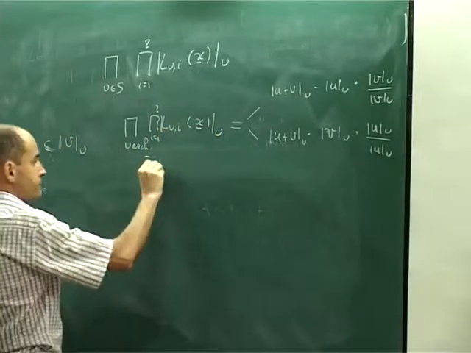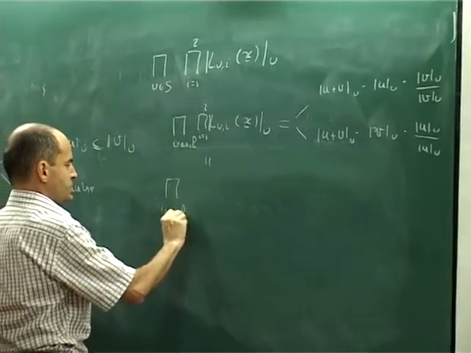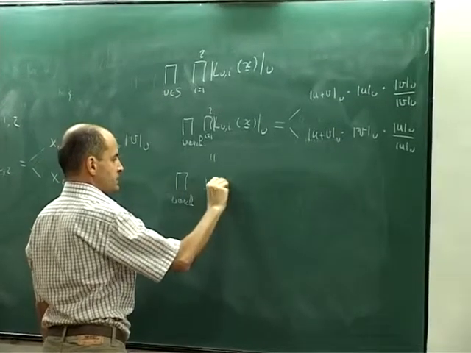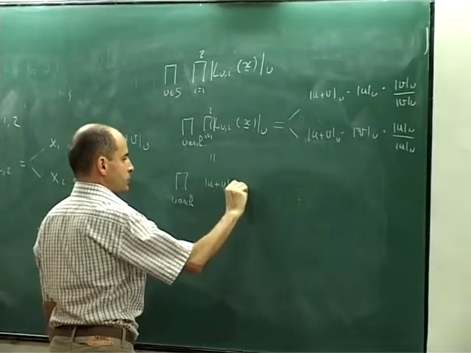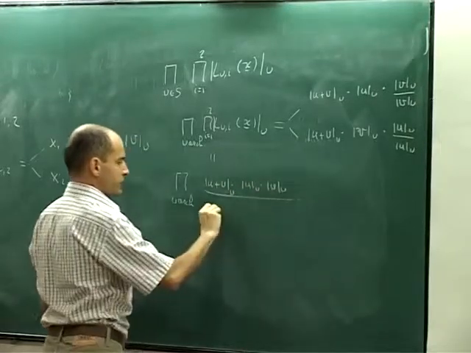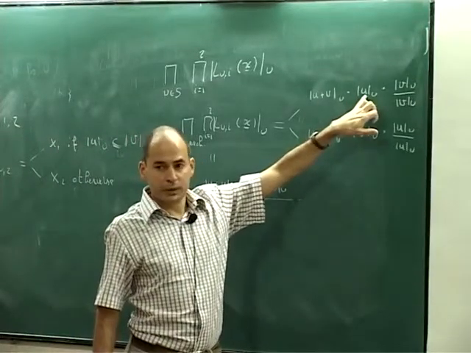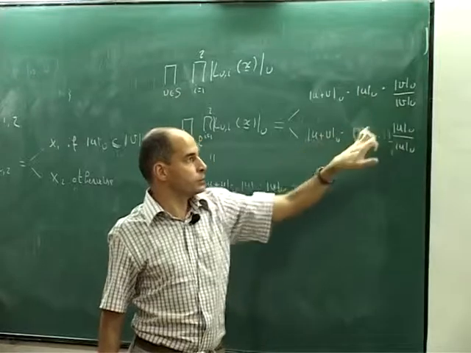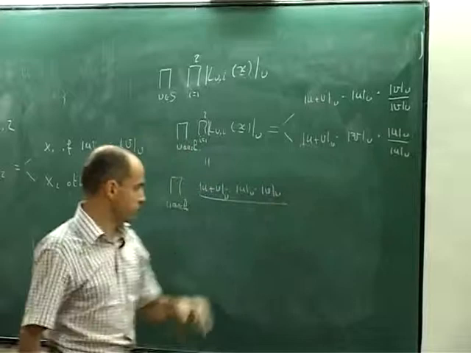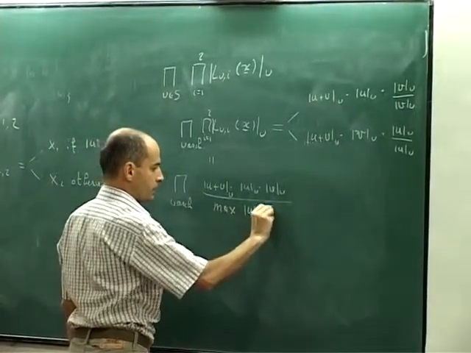So this will be the height of u plus v, u multiplied by v, and divided by, well, in this case, if u is the minimum of the two, I divide by the maximum. In this case, v is the maximum, u is the minimum, so I again divide by the maximum. So here, I always have the maximum of u and v.